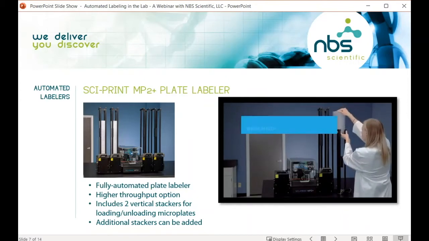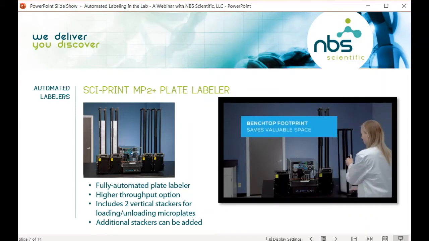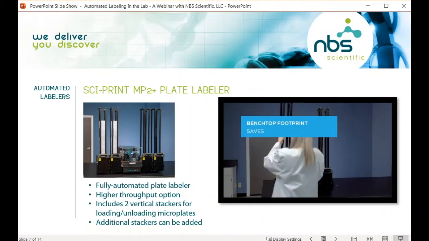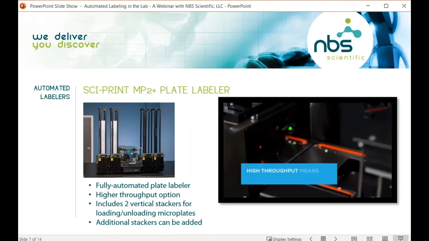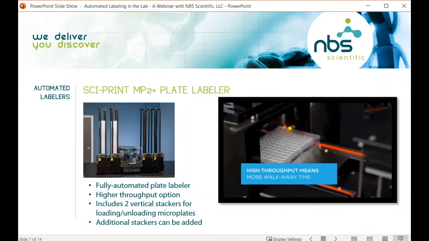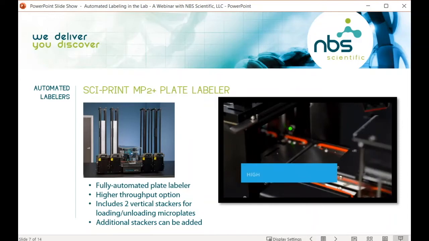So the way that this works is that plates are loaded into one stacker, processed on the printing platform so that the plates are then labeled, and then they are moved into the output stacker. And then as shown in the photo on the left, you do have the option to add additional stackers, which can increase the capacity even further.